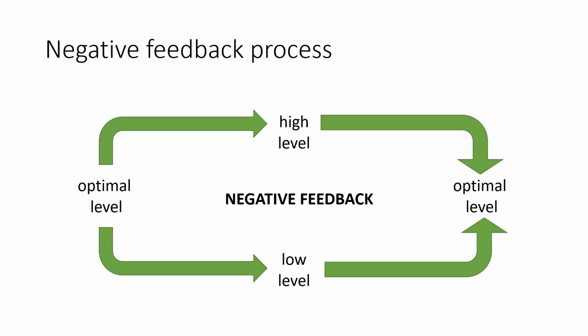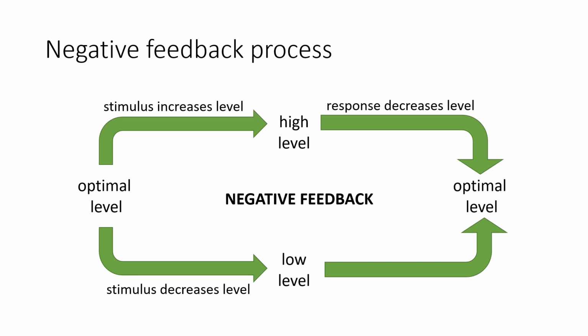We can also go the other way, negative feedback, where from the optimum level, we go down to a low level, and then something happens in our body to reverse that. So it starts to increase our body temperature. So the stimulus is the thing that results in a change. So a stimulus increases the level. For example, we might start doing some exercise, which would increase our temperature. And then the response is what our body does to reverse that change caused by the stimulus. And again, a stimulus can cause a decrease, and the response will increase it back up again.